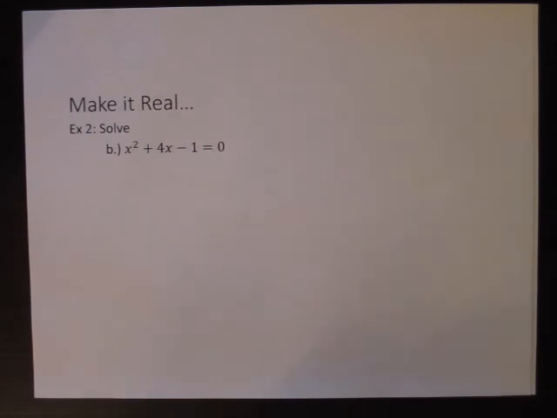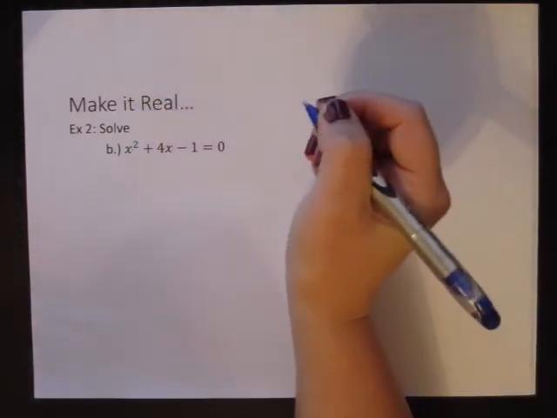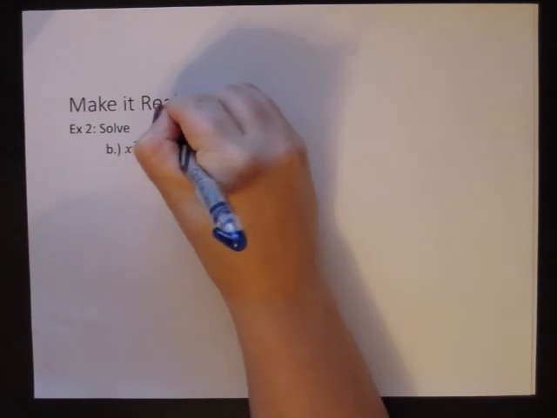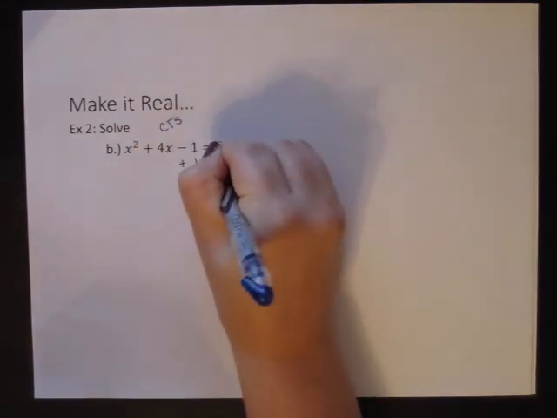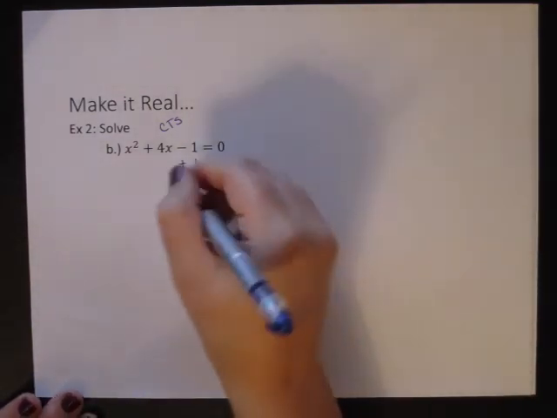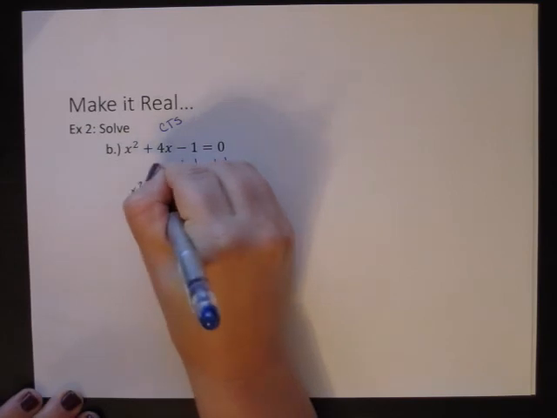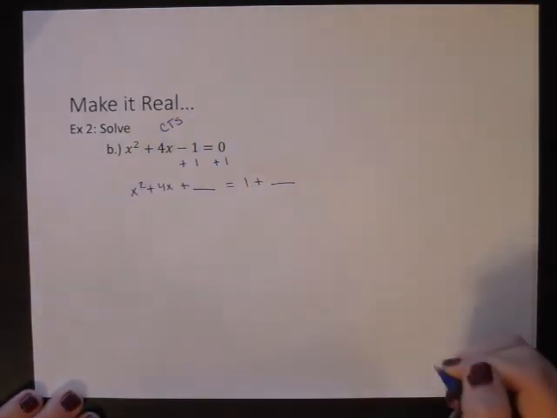Alright, next one. So we have x squared plus 4x minus 1. First thing I check for, I have 3 terms. My a equals 1, and my b is even. So I can complete the square. So first thing I do is I add the constant to both sides. So I'm going to add 1 to both sides. So I got x squared plus 4x plus blank equals 1 plus blank.